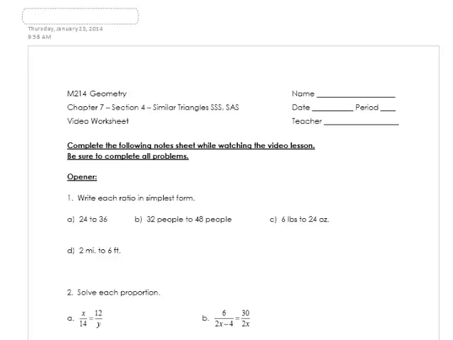Today we're going to work on Chapter 7, Section 4 on similar triangles. We're going to cover two new postulates, the side-side-side postulate and the side-angle-side postulate, which are ways of telling that triangles are similar without having to compare all the angles and all the sides.